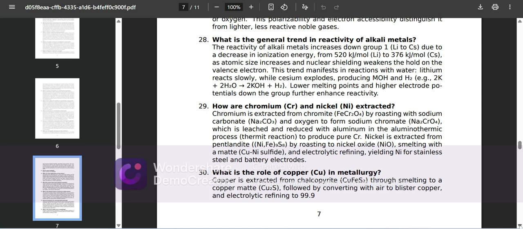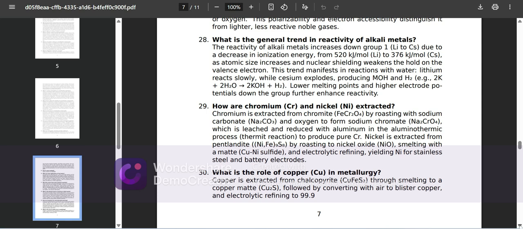What are the general trends in reactivity of alkali metals? The reactivity of alkali metals increases down group 1, lithium to cesium, due to the decrease in ionization energy from 520 kilojoules per mole for lithium to 376 kilojoules per mole for cesium, as atomic size increases and nuclear shielding weakens the hold on the valence electron.